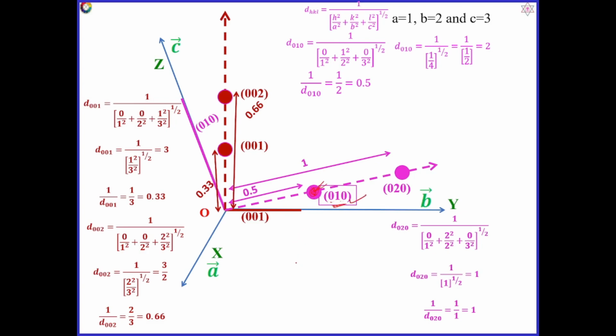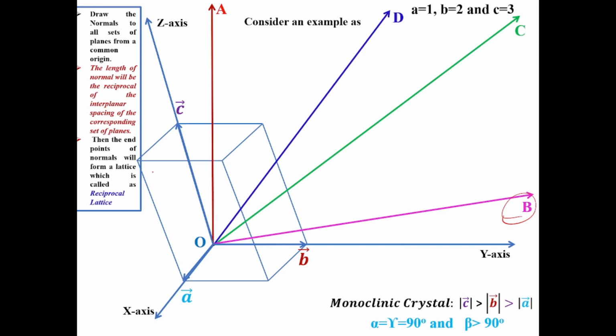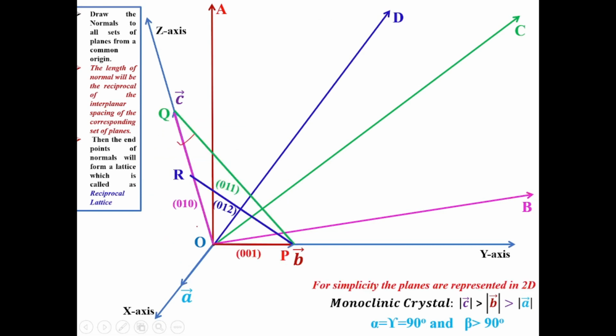Now similarly we can consider the 0 2 0 plane. Here you can see this is your 0 1 0 plane, right? This is the z axis, and this is your y axis. We consider this is the x axis. Sorry, this is your plane. This plane is 0 1 0.